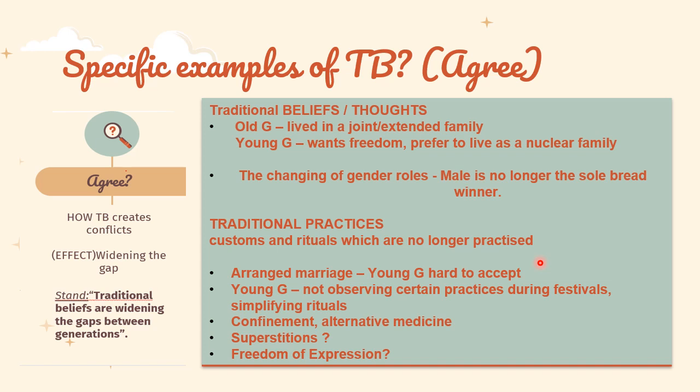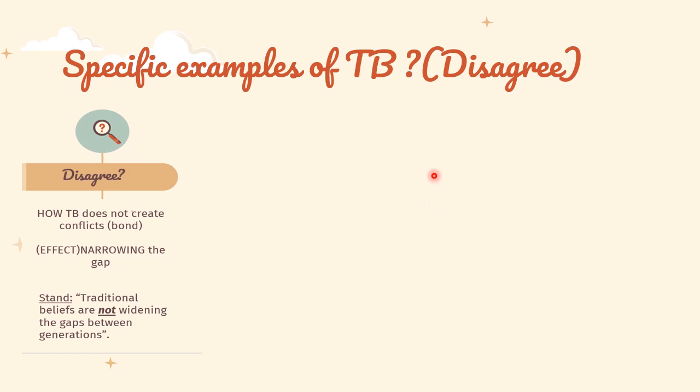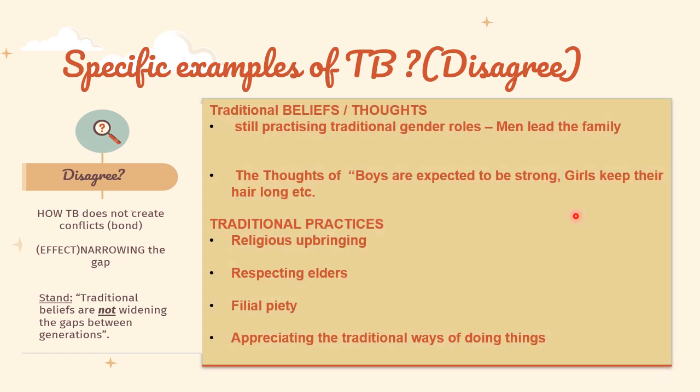It has to be specific, and you have to think at this moment what the examples will be. So this is on agreement. What if you disagree? Then it will contradict the points that we have discussed just now. The traditional beliefs or thoughts here could be that they still practice traditional gender roles. Men lead the family, and they still uphold the belief that men should work, not that women should work.